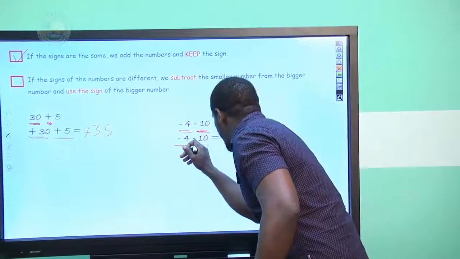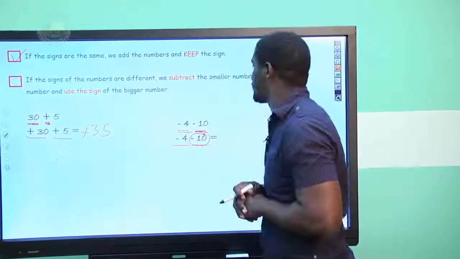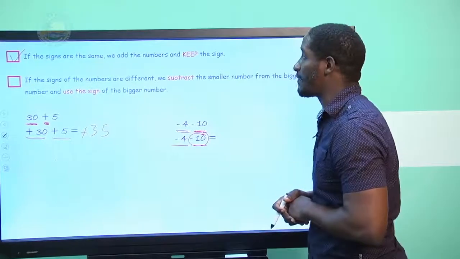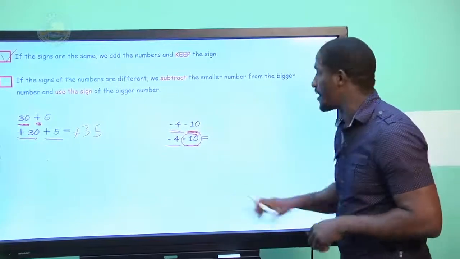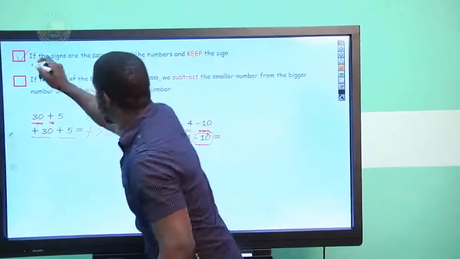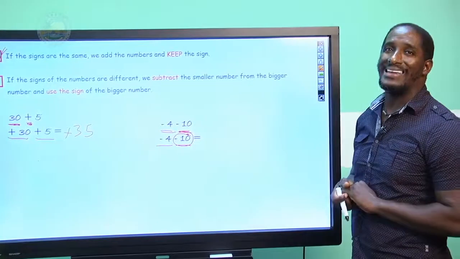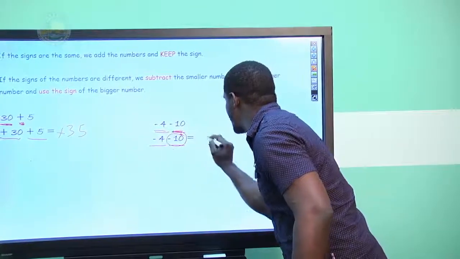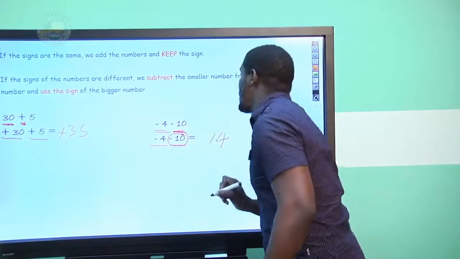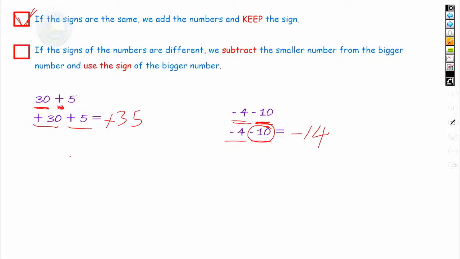So the operation here is subtraction. This subtraction makes this 10 negative 10. So it's negative 4, negative 10. The signs on these numbers are the same. So what do we do? Which rule applies? The first rule applies. If the sign and the numbers are the same, we add the numbers and keep the sign. Adding 4 and 10 is 14. Both numbers are negative, so we keep the negative sign.